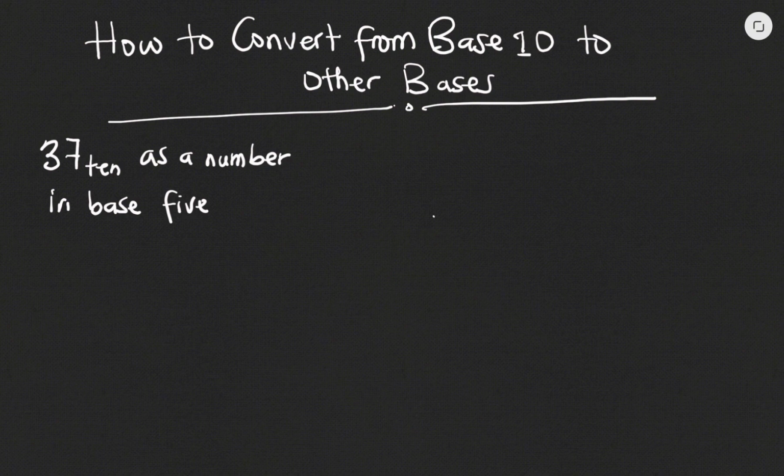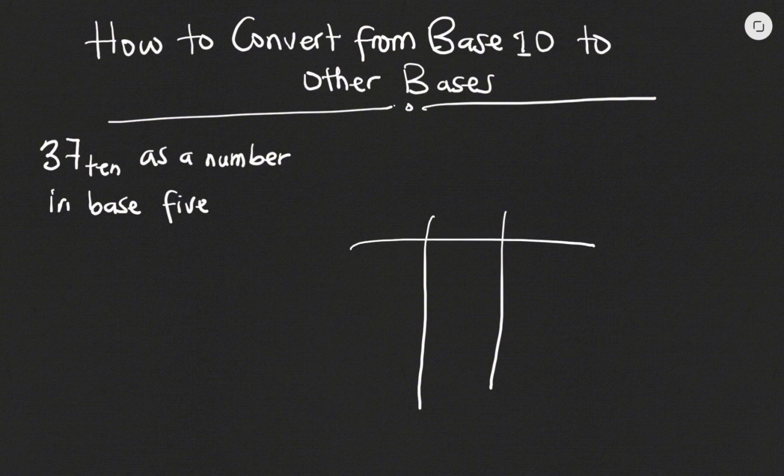The first thing we do is we draw 2 lines, then we cut them like this. At the first column over here, you write the base in which you want to convert a number into, which in this case is base 5. Then in the middle over here, the number that we want to convert, which is 37 base 10, and then we write down remainder. So we'll be recording the number that remains after we do the necessary division.